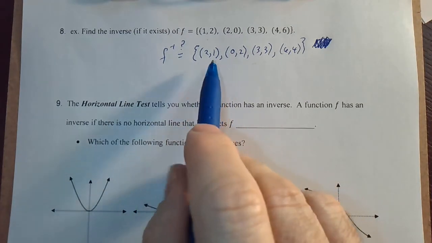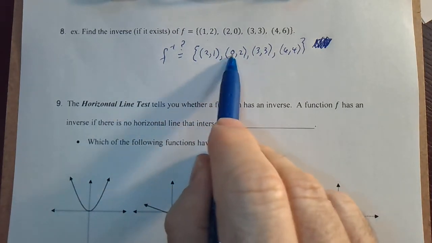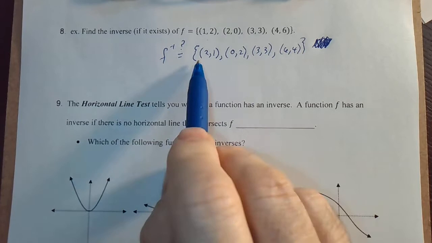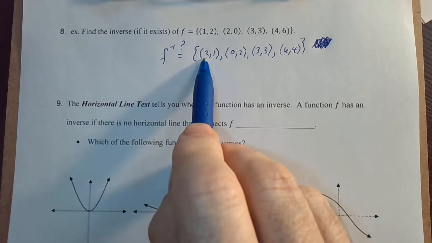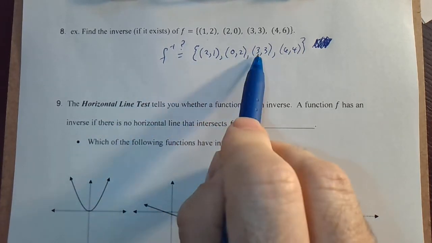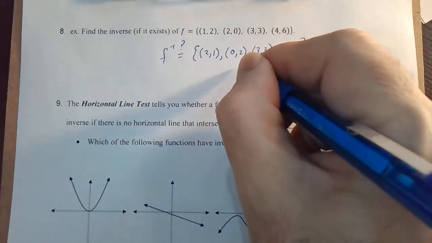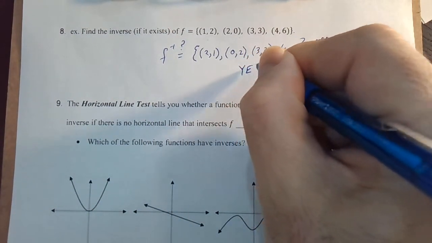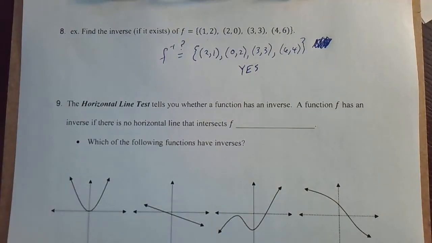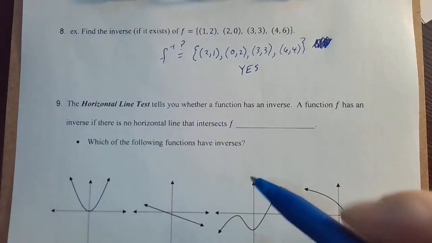Let's see. I want to make sure. I've got a 2, 1, and so on. Yes, all of my beginning numbers are distinct, all of my x values: 2, 0, 3, 6. So this indeed is a function. Therefore, it is the inverse of the function f.